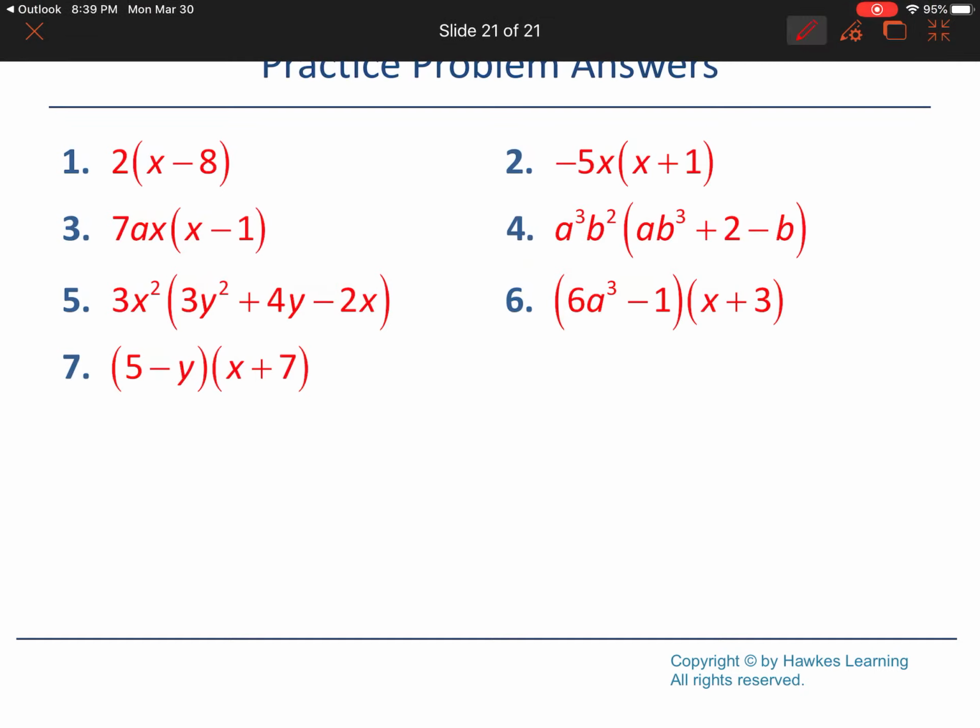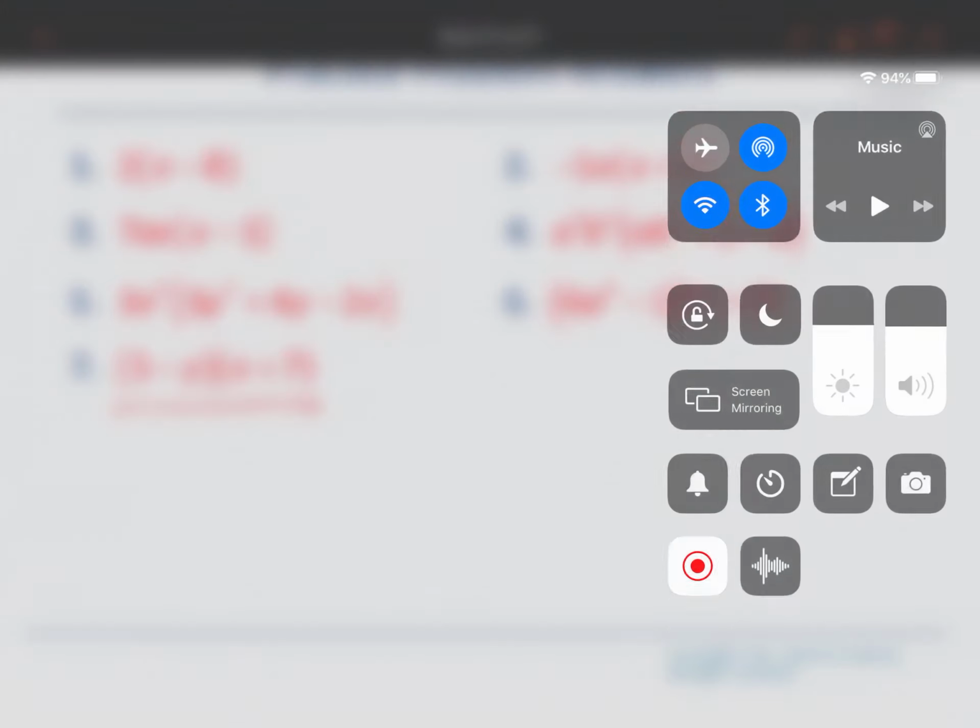And in all of these, especially the ones that turn out to be 2 binomials, you could have them in the opposite order and it would still be correct, right? You could have x plus 7 times 5 minus y, and that would still be perfectly good.